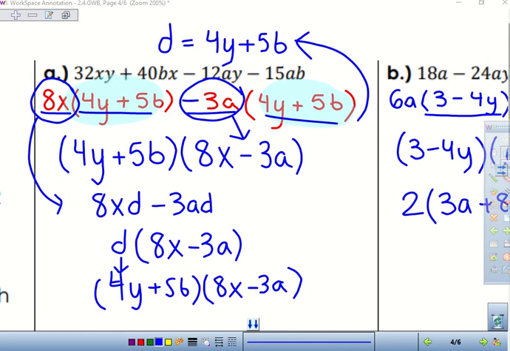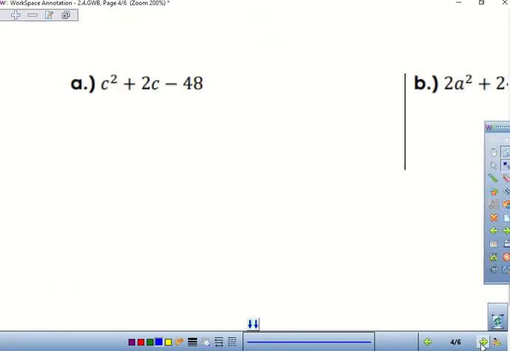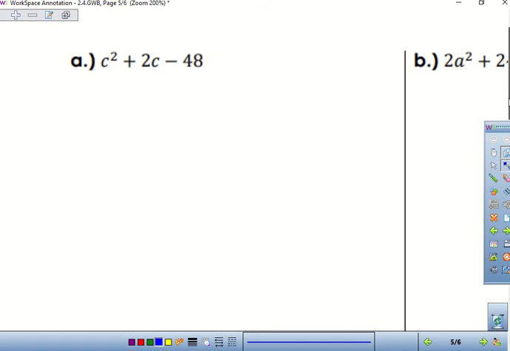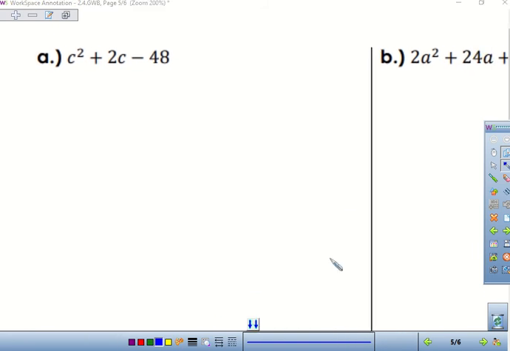That's it for grouping. Now we're going to get into my favorite type of factoring, which is trinomial. You guys are going to like this one.